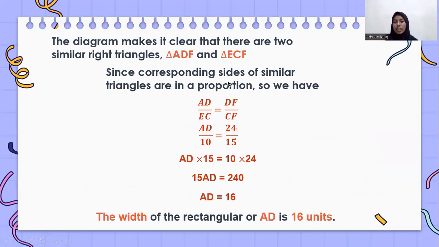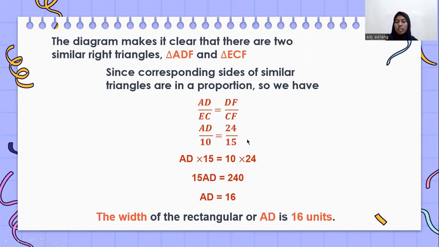Since corresponding sides of similar triangles are in proportion, we have AD over EC is equal to DF over CF. And then cross multiply. First, we're going to substitute the values. Here we're going to find the value of AD, so we don't have the value of AD yet, and we already have the value of EC, which is 10. So substitute it into the proportion. And then DF is equal to 24 and CF is equal to 15. So we have AD over 10 is equal to 24 over 15.